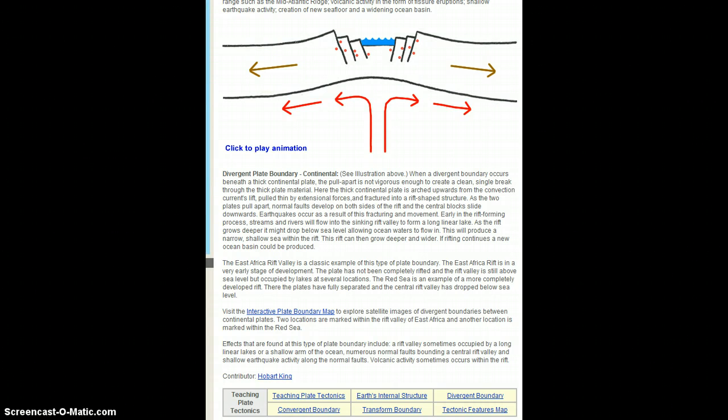Let's talk about the divergent plate boundary when it happens continentally. The continental plate, again, is much more thick, very dense. It's hard to find a weak spot in the lithosphere here, so these plates just move away from each other. When they do, it forms a body of water. Example, the Red Sea.